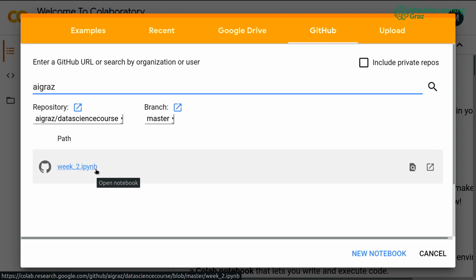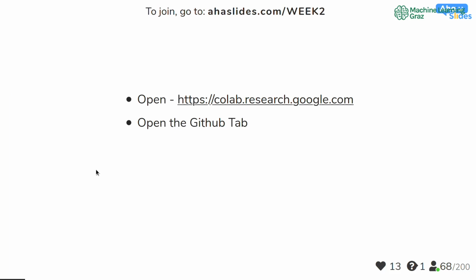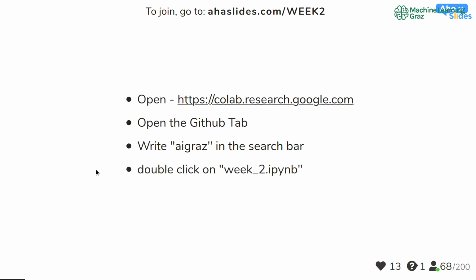Now, if you have any difficulties, write in the chat or write in AHA slides as a question, and we're gonna help you out. So the task is to open GitHub tab, write AI grats in the search bar, and then after that, double click on the week 2 IPython notebook.